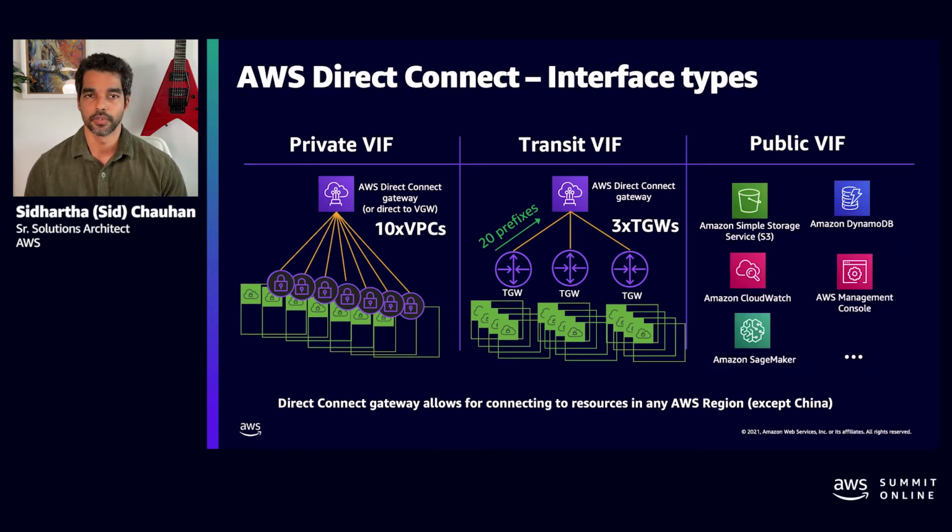Finally, there's a third kind of VIF. We didn't really talk about that in the previous slides. It's called the public VIF. The fundamental difference between private VIF and transit VIF versus public VIF is that with private and transit, you get access to VPCs. And with public VIF, you get access to Amazon's public IP ranges. So these are services like Amazon S3, DynamoDB, the management console, which are backed by public IP ranges.